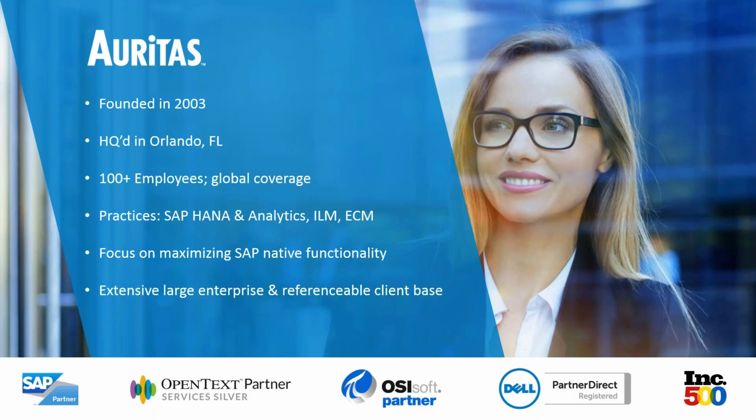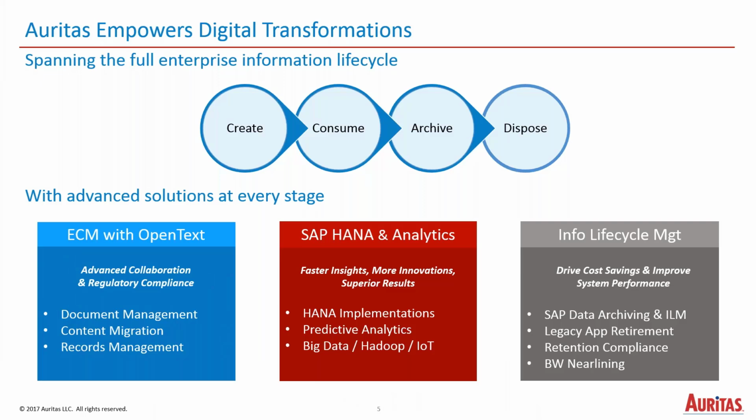Auritas's collaborative approach and unique level of insight has earned us a reputation as a trusted advisor with a number of large enterprise clients, and we continue to partner with other major thought leaders in the ERP ecosystem, including SAP, OpenText, and Dell EMC. As you can see here, there are 4 phases involved in the lifecycle of enterprise information. Those phases are create, consume, archive, and dispose.